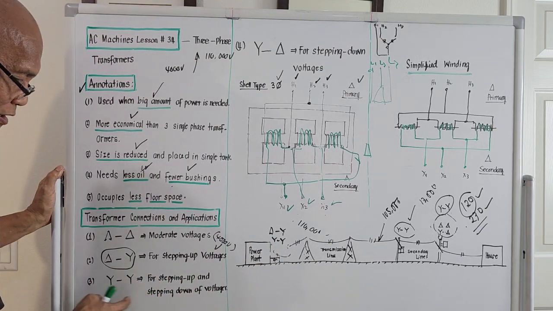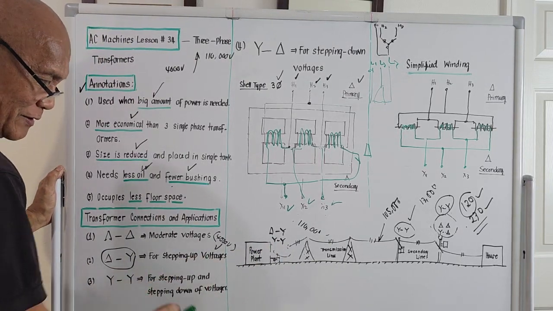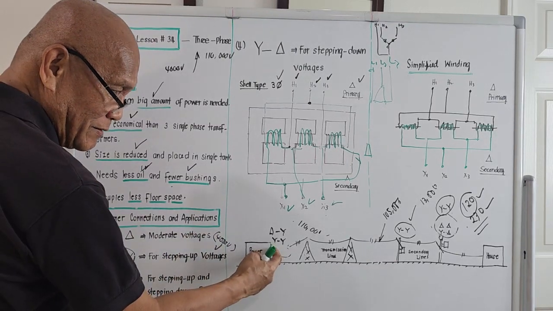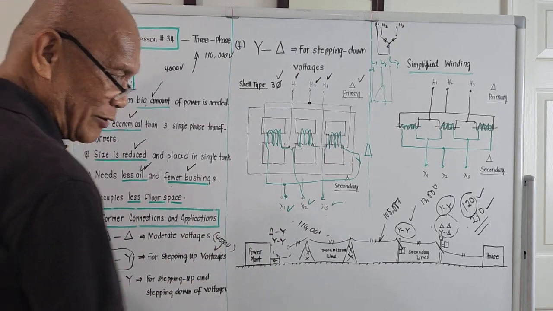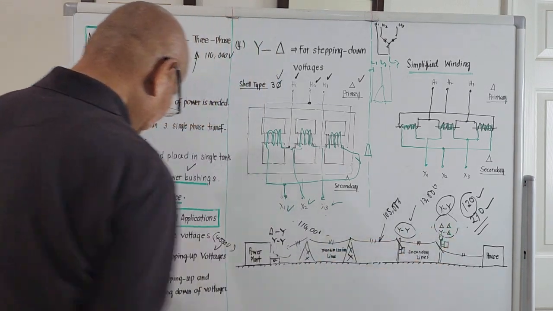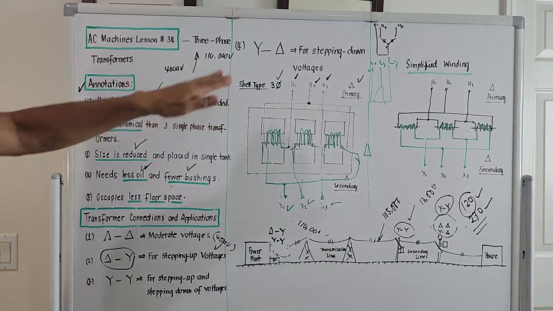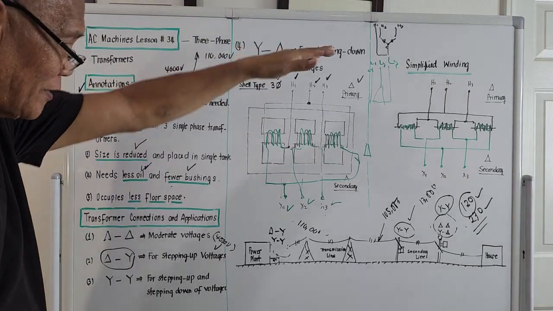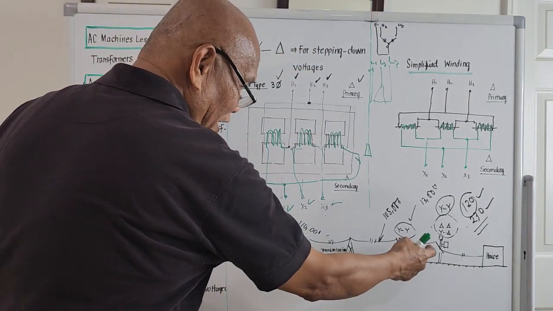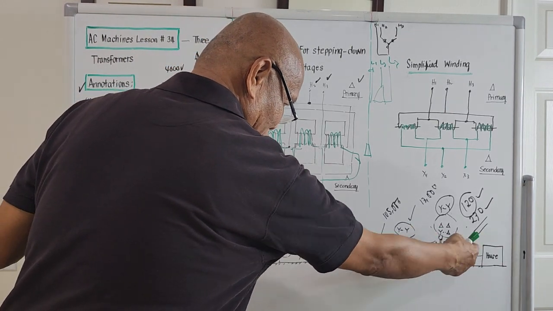For the YY, it is for stepping up and stepping down. So for stepping up, it could be located here. And for stepping down, it could be located here or here. Right? The last one is Y delta. It's also for stepping down. Stepping down, of course, this will be located near the post going to our house.